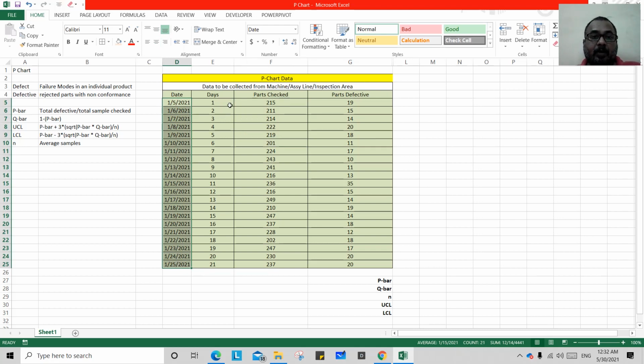The number of days is 21. I have checked a different number of parts each day. The first day I checked 215 parts, out of which 19 parts were found defective. The second day I checked 211 parts, out of which 15 parts were declared defective. The third day, 214 parts, out of which 14 parts were declared defective from the inspection station. So this is the data which is retrieved from the machine by an operator.